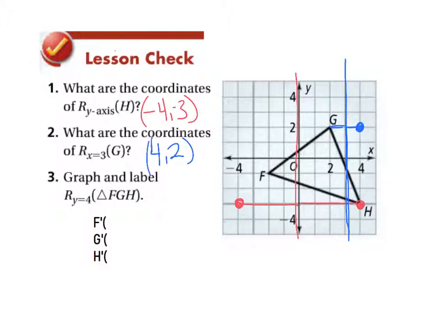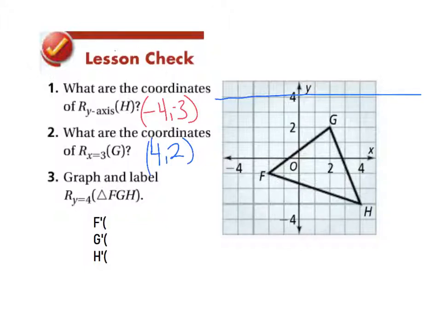Last one. Graph and label a reflection over y equals 4 of triangle FGH. Okay, let me get rid of all this extra stuff here. I'm going to reflect over y equals 4. Y goes with h, a horizontal line at 4, right here. Now, this is a little bit tricky, which is why I'm doing this one. When you reflect this, it's going to end up off of my graph. Can you still work through it?